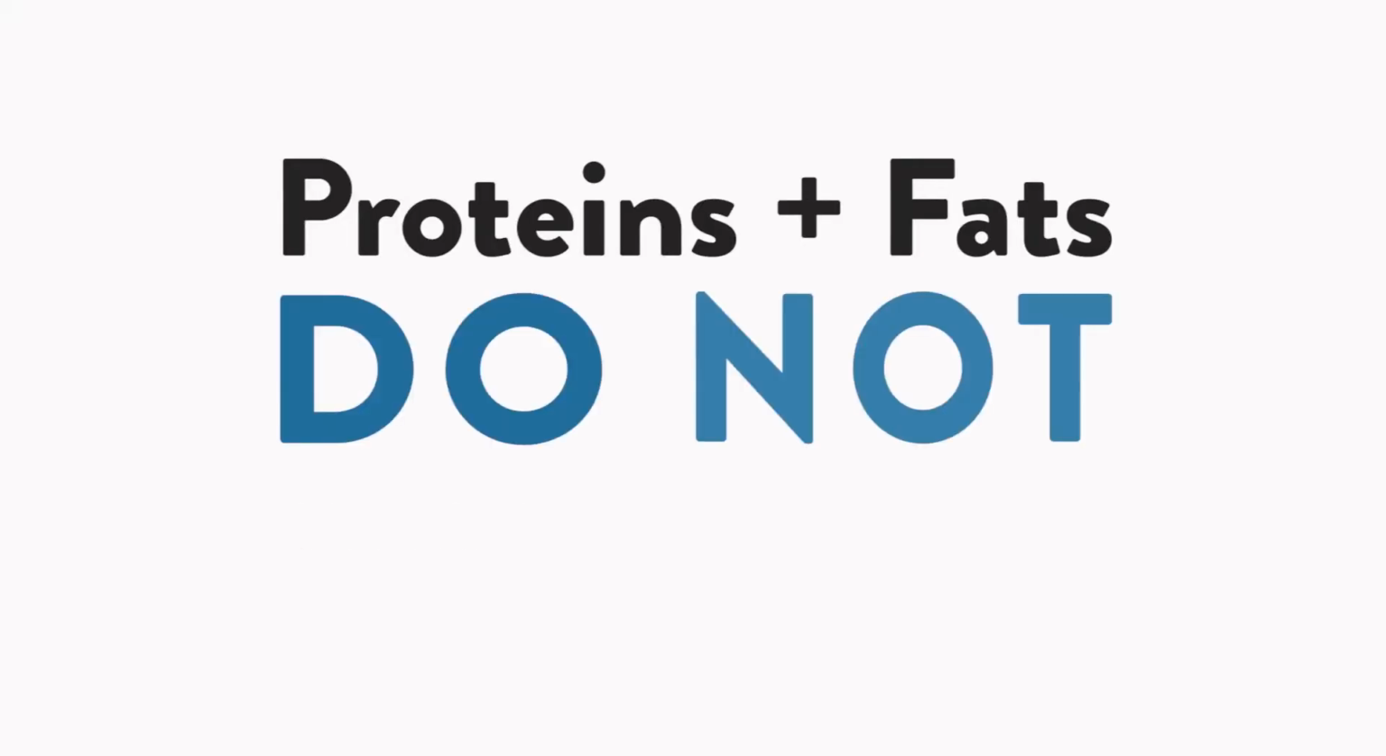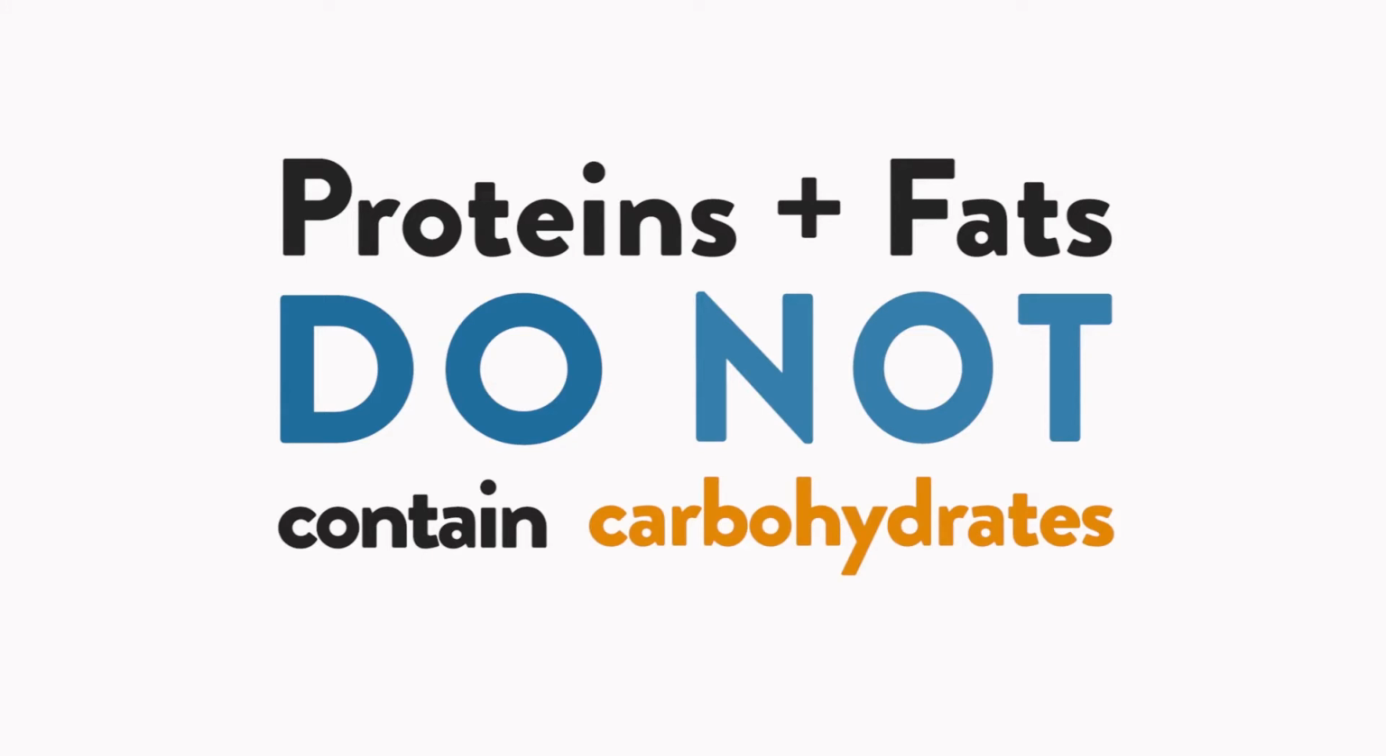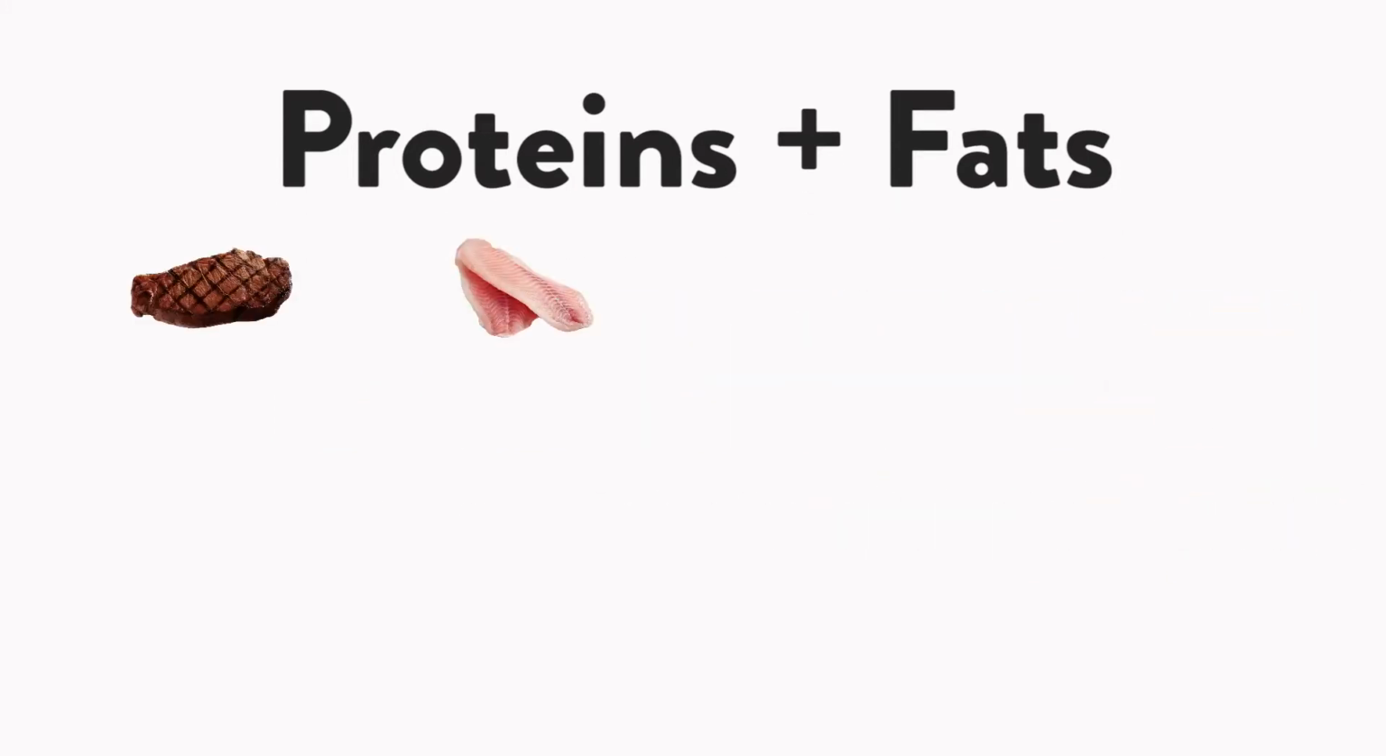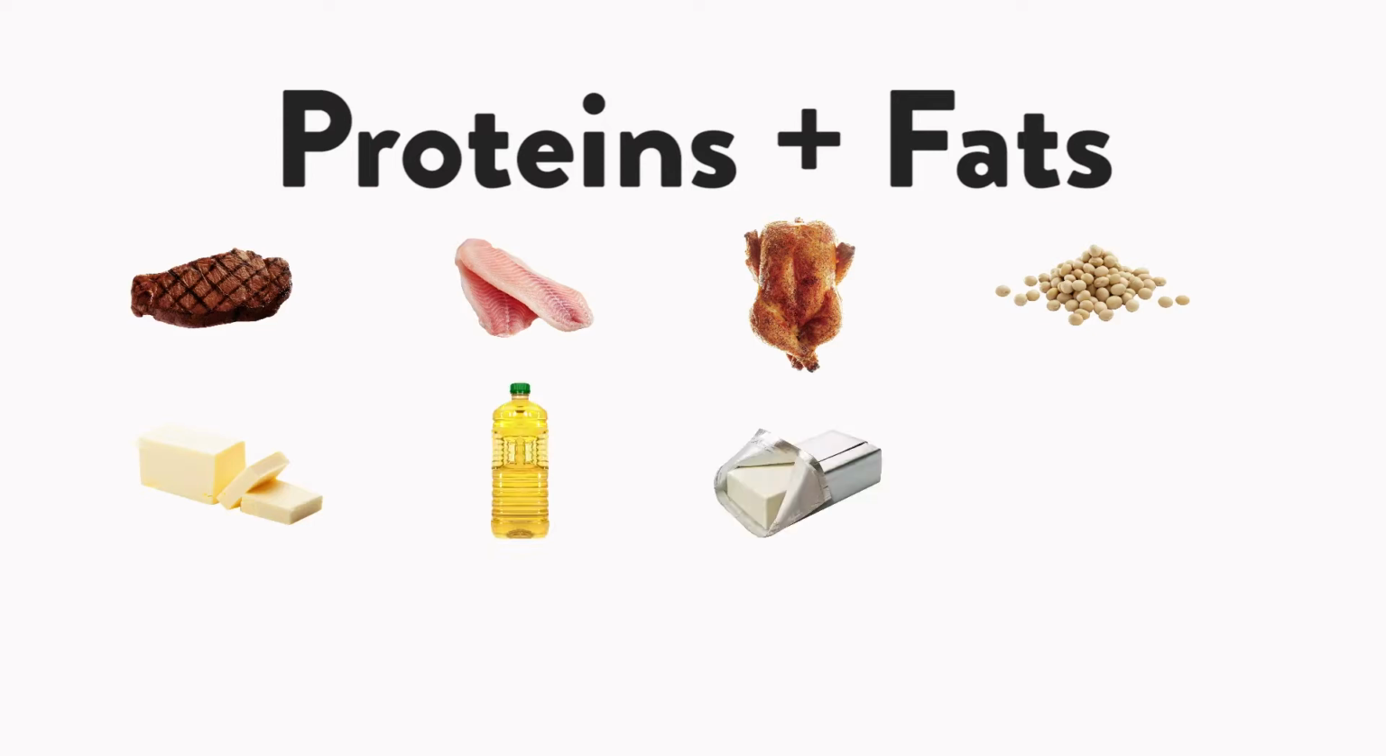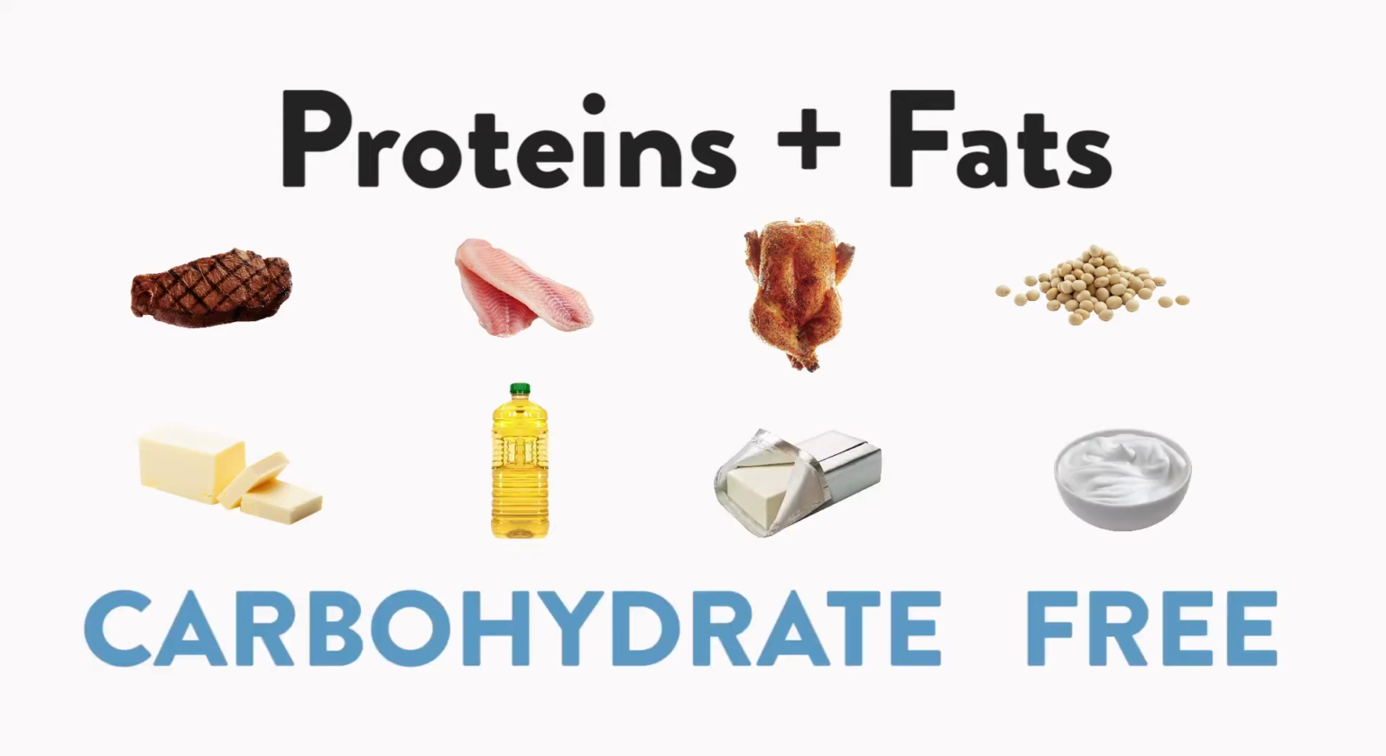Proteins and fats do not contain carbohydrates. Proteins like meat, fish, poultry, and soy, and fats like butter, oil, cream cheese, and sour cream are all considered carbohydrate-free and do not affect the amount of insulin needed.